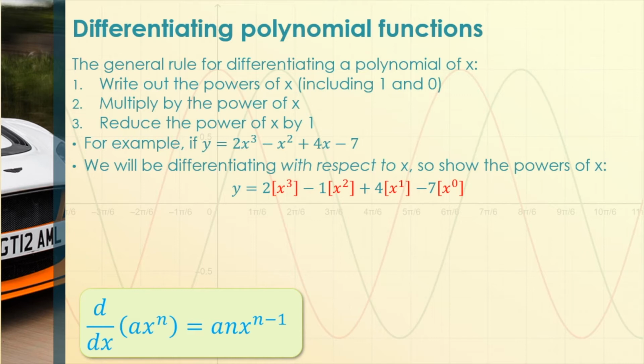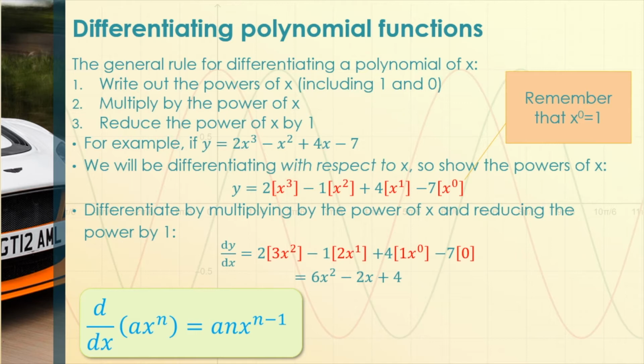You will note that the x to the power of 0 we put in there because the number was just 7. X to the power of 0 is 1. 7 times 1 is 7. Therefore, we can include the x to the power of 0. Now it's easy to differentiate because we just take the power, multiply by the power, and reduce the power by 1 in each case. Let's have a look.